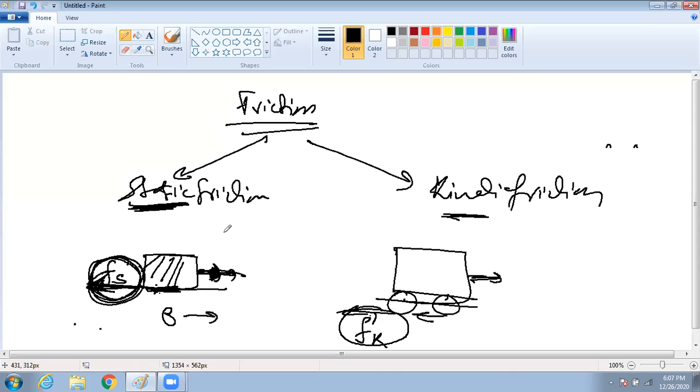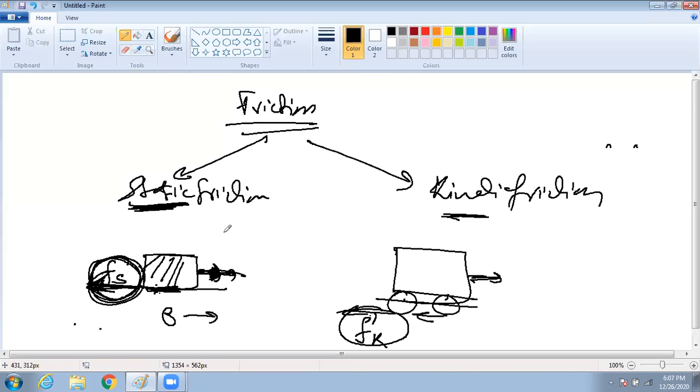Frictional force is more than the force applied by any person or external force. Then is it static friction, right? What is the doubt? So when the frictional force is more than the external force, then it will be static friction, right?